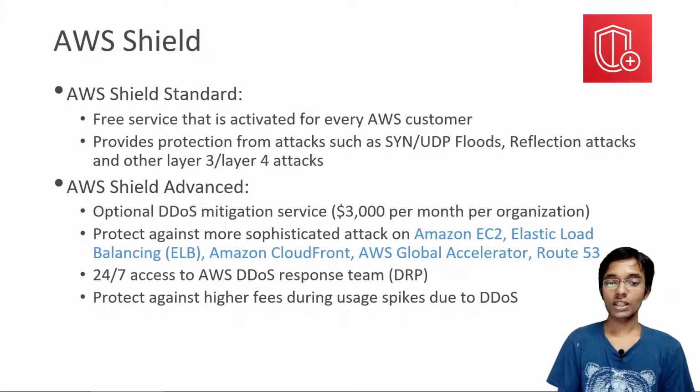Shield Advanced is for more enterprise customers. It's an optional DDoS mitigation service that is going to cost you around $3,000 per month. So it's very costly, and it will mostly be suitable for enterprise organizations. You are going to be protected against more sophisticated attacks on your EC2 instance, Elastic Load Balancer (ELB), CloudFront, AWS Global Accelerator, and even Route 53.